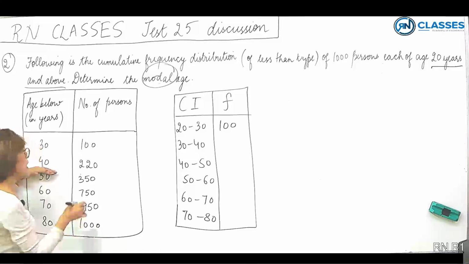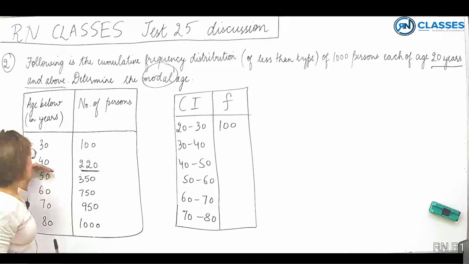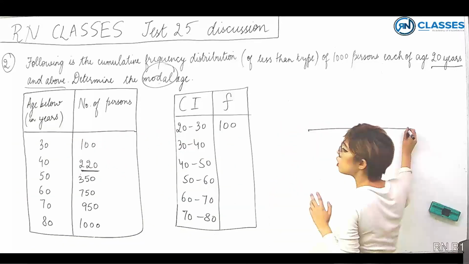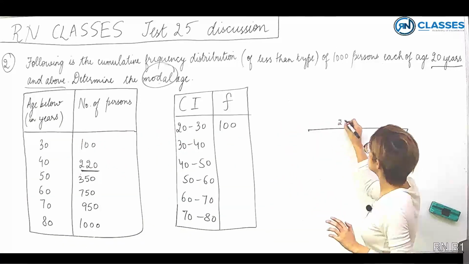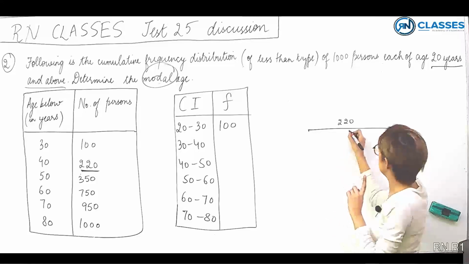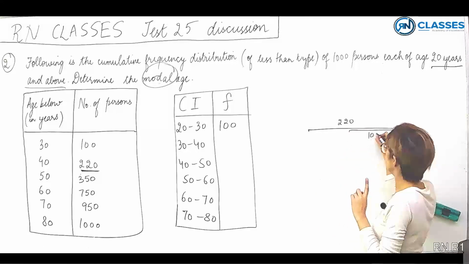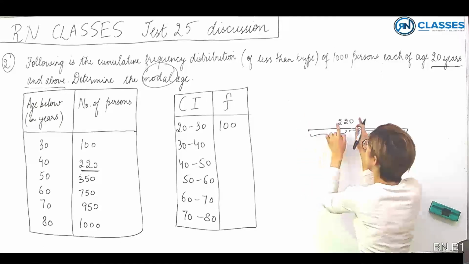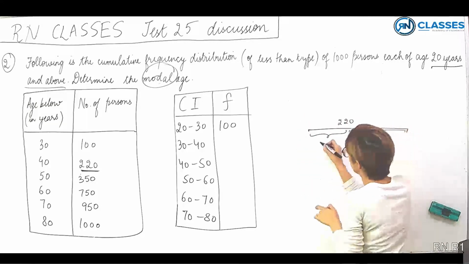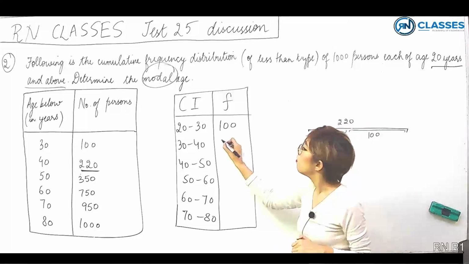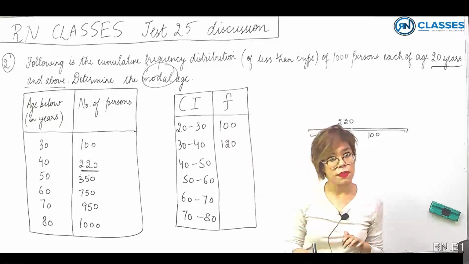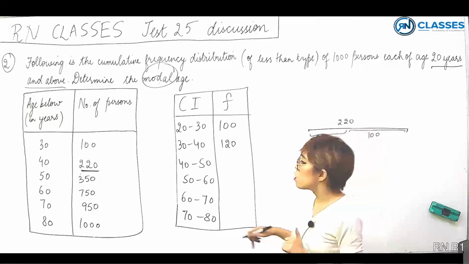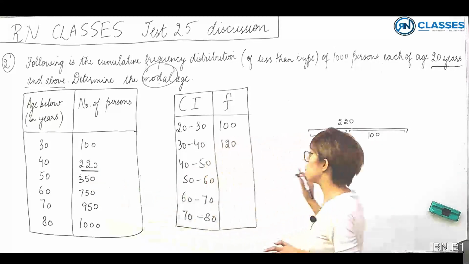Now, below 40, they are 220 people, and below 30, they are 100 people. So, this is 220, and below 30, 100 people. I need 30 to 40. How many people are there? 220 minus 100, or I can say 120. 120. Right? Now, I need 40 to 50. So, I'll try to explain again now. So, below 50, I have 350 people.